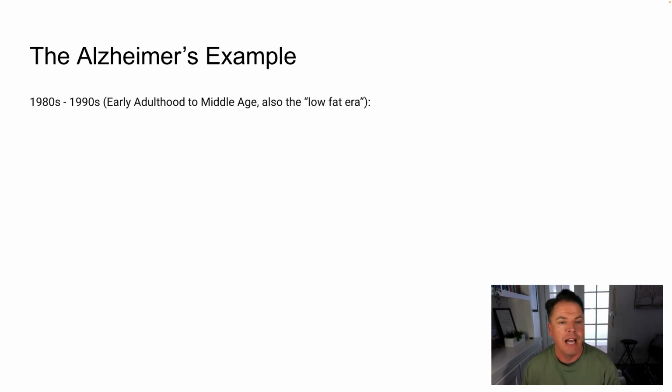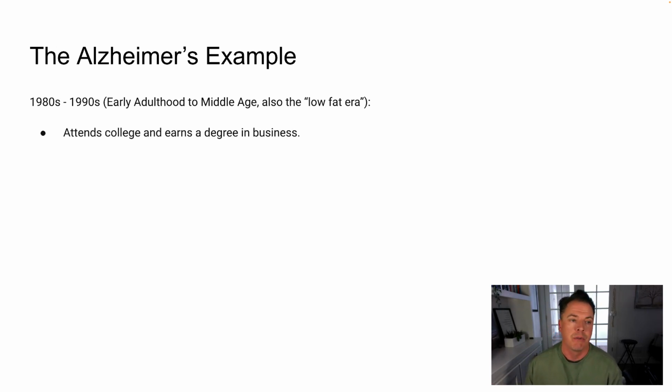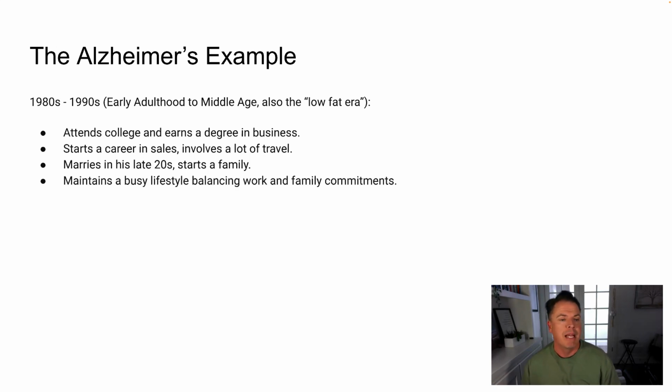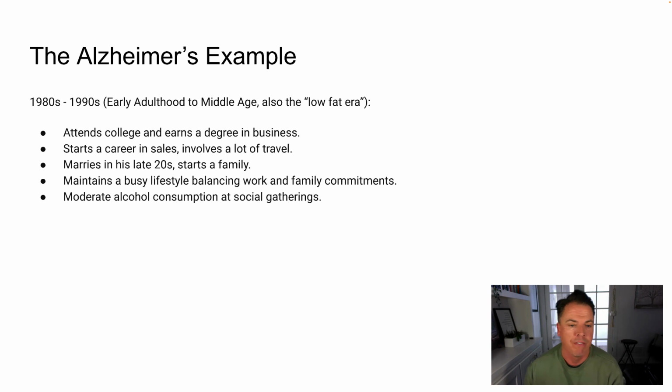And then from the 80s and 90s, from his adulthood to middle age, we enter the low-fat era, where fat has been demonized. So all of a sudden sugar consumption goes up, fat consumption goes down, but meanwhile, John's going to college, he earns his degree in business. He starts a career in sales and involves a lot of travel. So when you're traveling, you're out of your natural environment. Sleep's probably disrupted. Marries in his late 20s, starts a family. That'll increase stress. Meanwhile, he's maintaining a busy lifestyle, balancing work and family commitments, consuming a little bit of alcohol at social gatherings. So that's the habitual part of this.